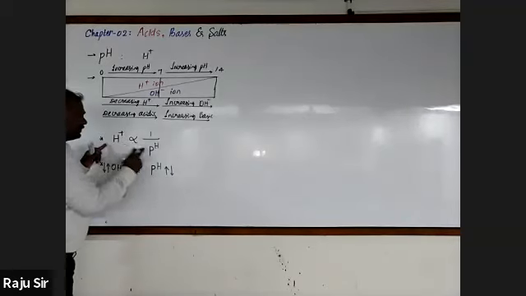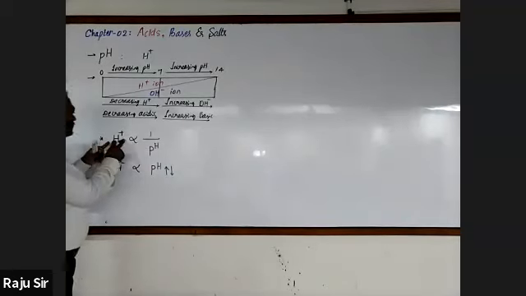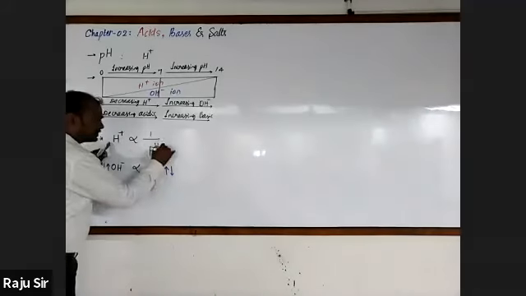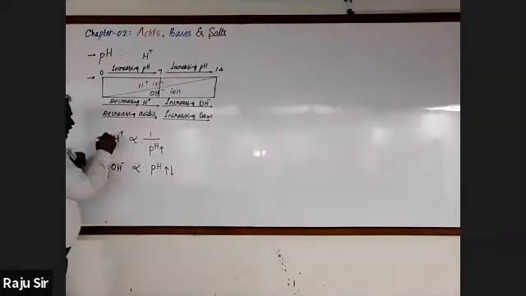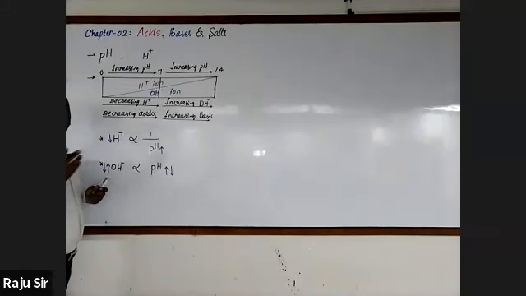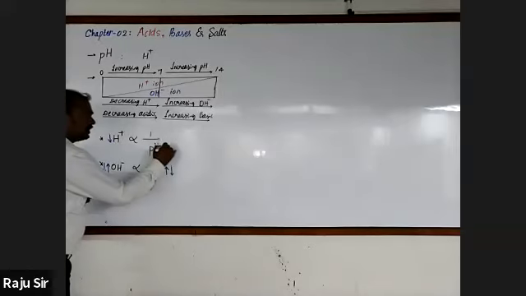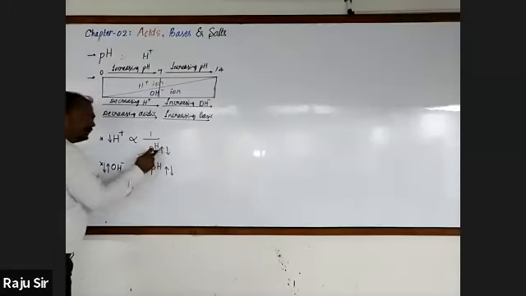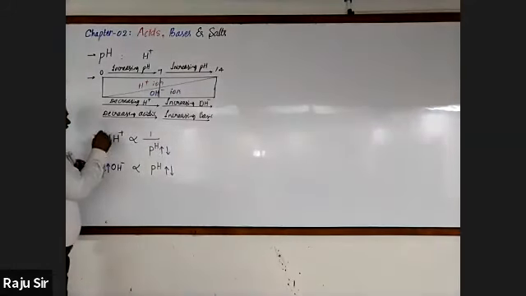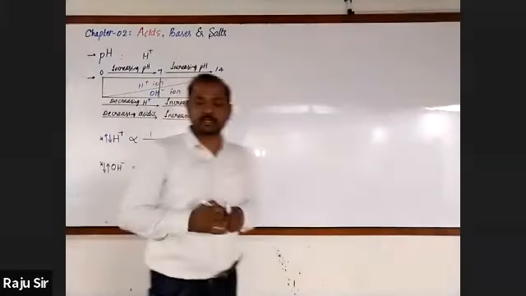Coming to this as well, with respect to hydrogen ion concentration, as the pH increases, hydrogen ion concentration decreases, then acidic nature decreases, right? Next, as the pH decreases, hydrogen ion concentration increases, acidic nature also increases.